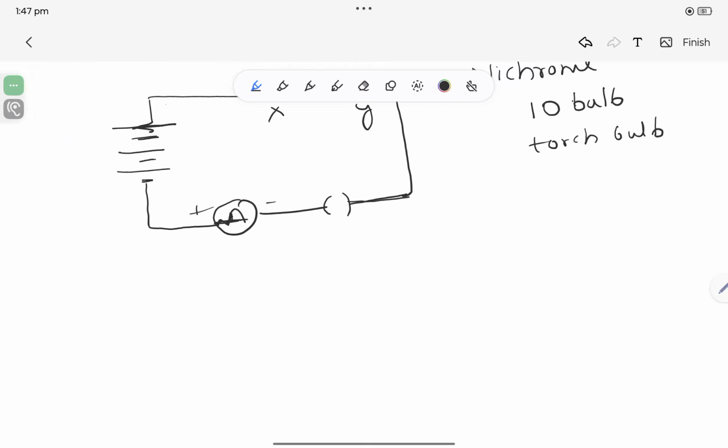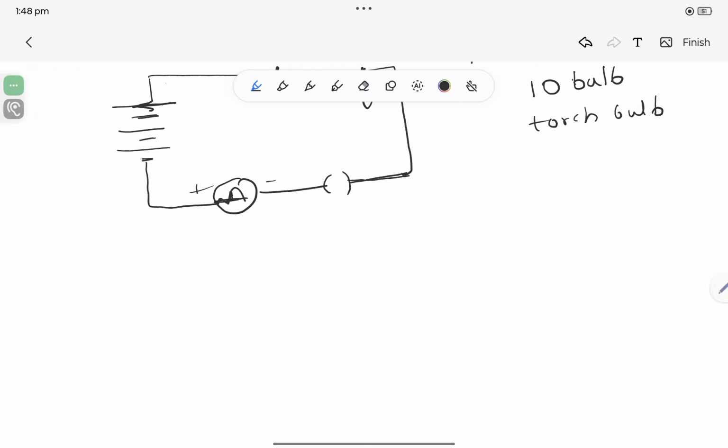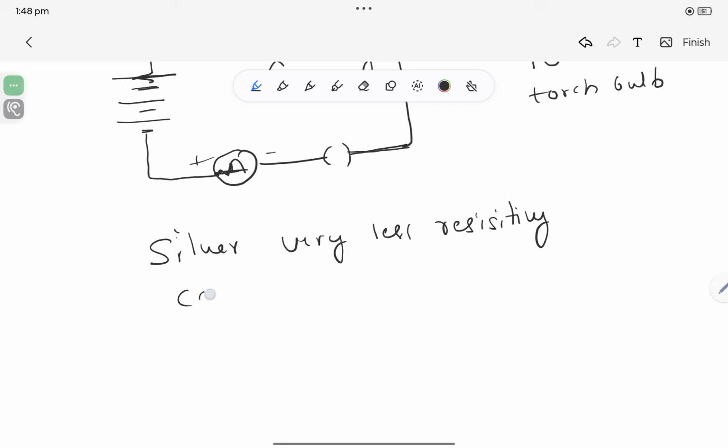For example, let us take silver. Silver has very less resistivity, very less resistivity. So your current flow is easy.